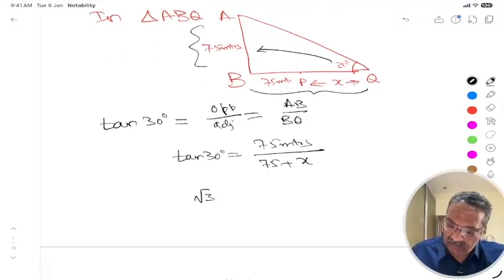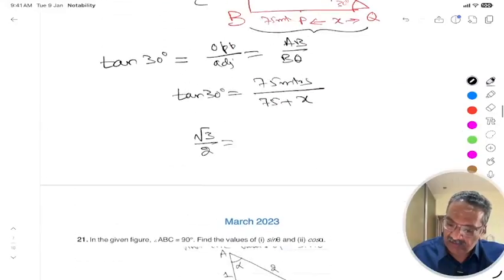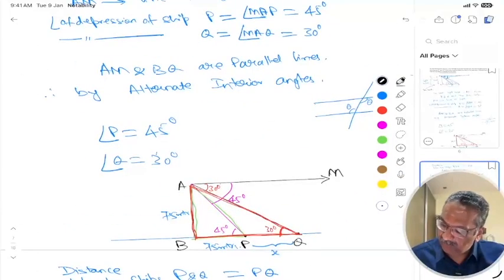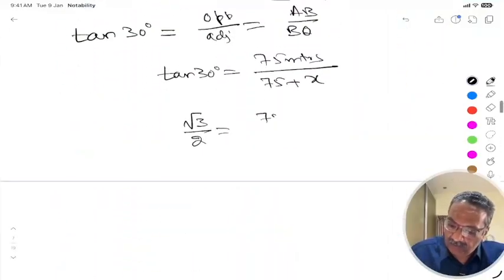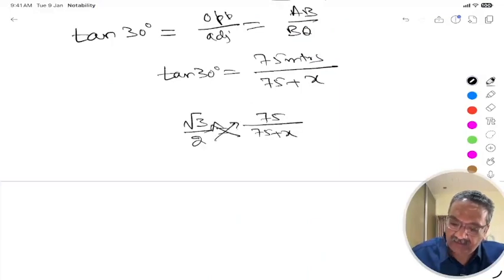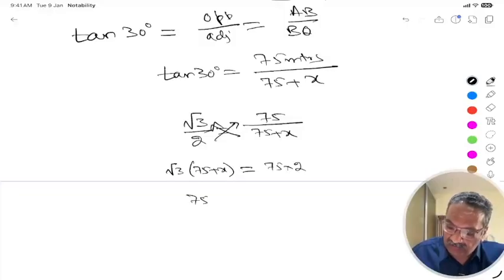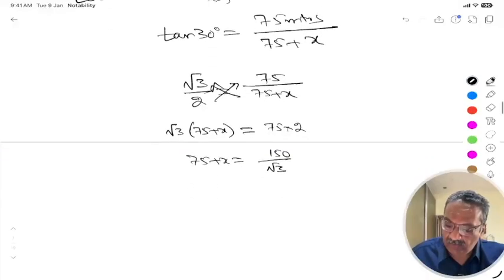Tan 30 is nothing but root 3 by 2, which is equal to 75 divided by 75 plus X. Now I will cross multiply. So you get root 3 into 75 plus X is equal to 75 into 2. So 75 plus X is equal to 150 by root 3.